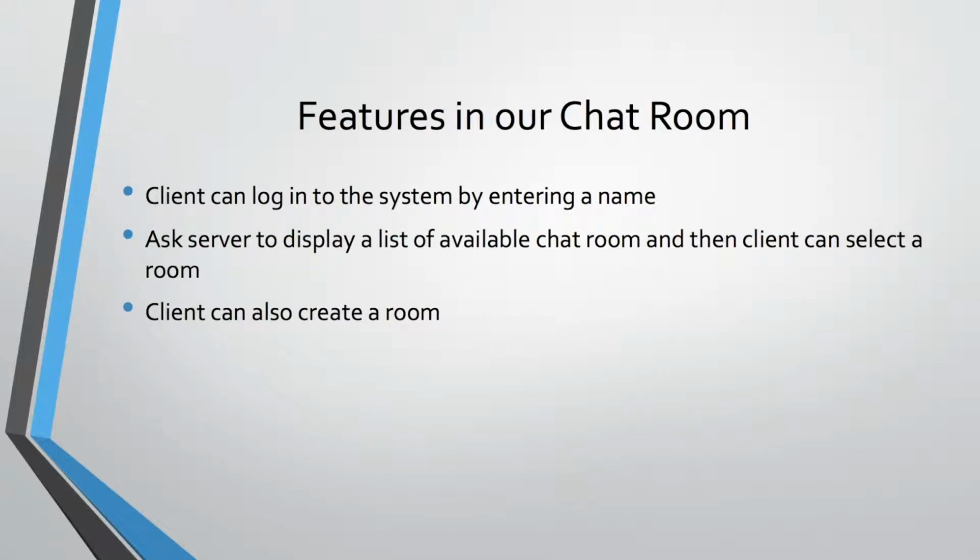Some features in our chat room include the client can log into the system by entering a name. For example, my name is Stuti, so I enter Stuti in, and I can log into the system that we created. And then the second function is it can ask the server to display a list of available chat rooms, and then the client can select a particular room.